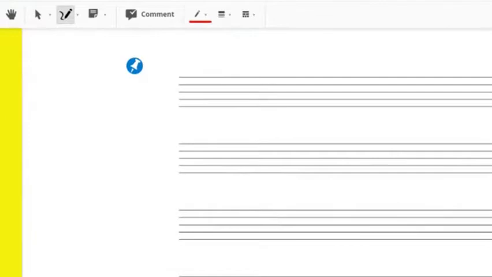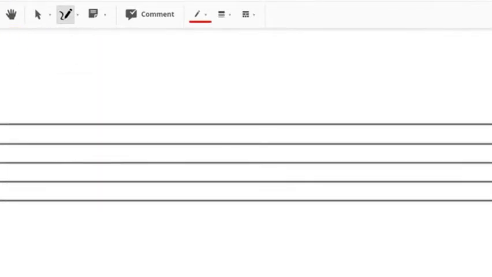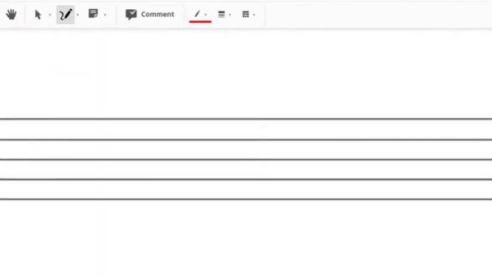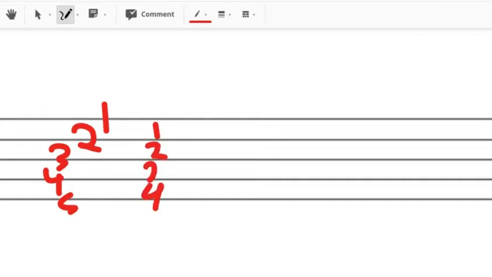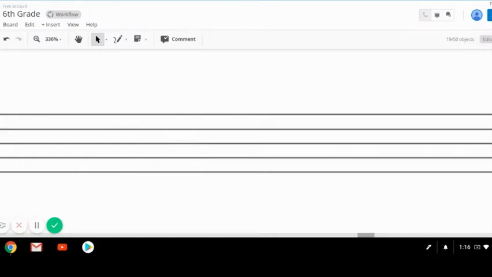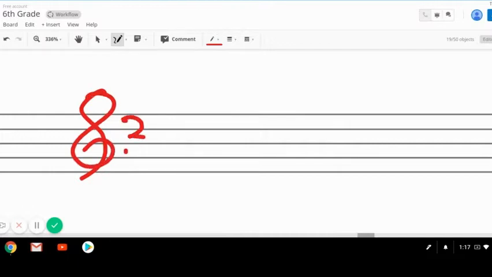Staff, measures, bar lines. To more easily read the music, we use a staff. The staff is 5 lines, 1, 2, 3, 4, 5. And it has 4 spaces, 1, 2, 3, 4. Well, if we were to create a song right here, let's make it a song for violin. And the song was in 2/4.